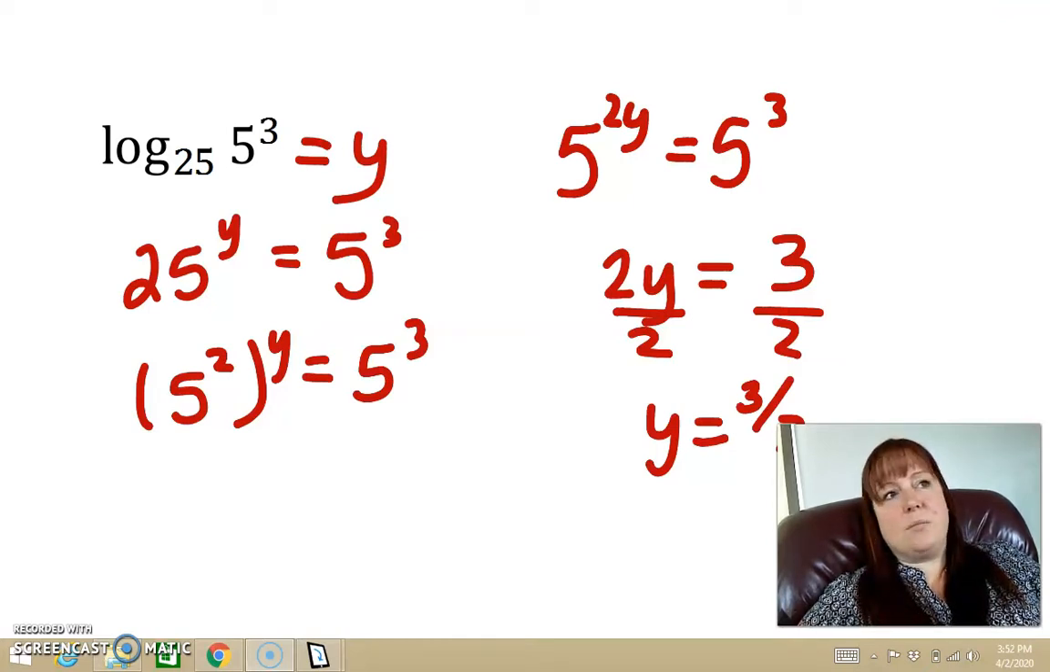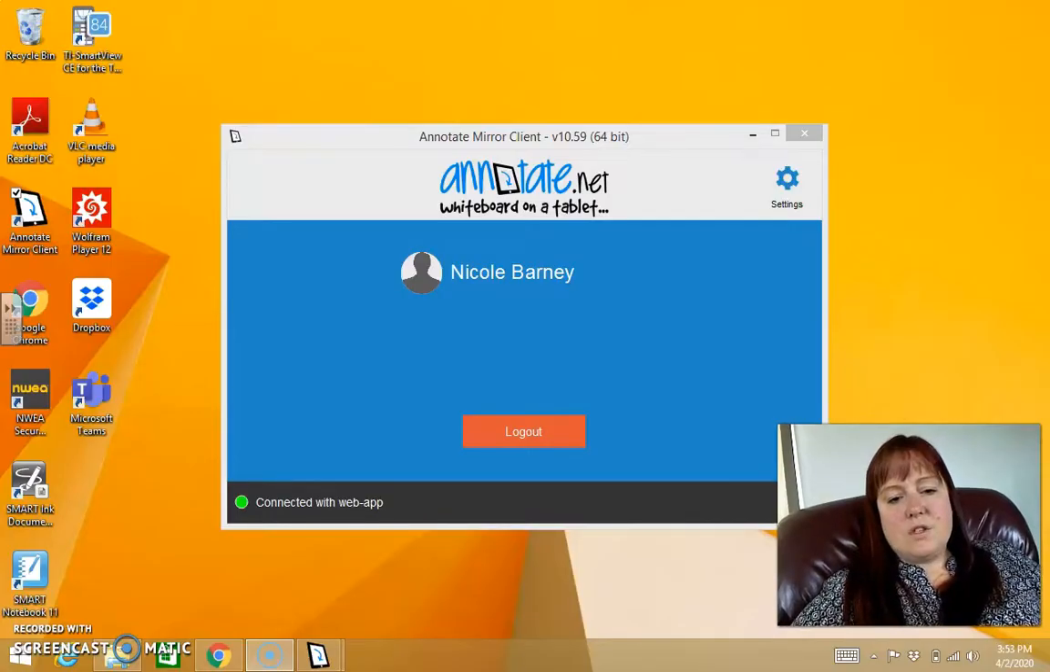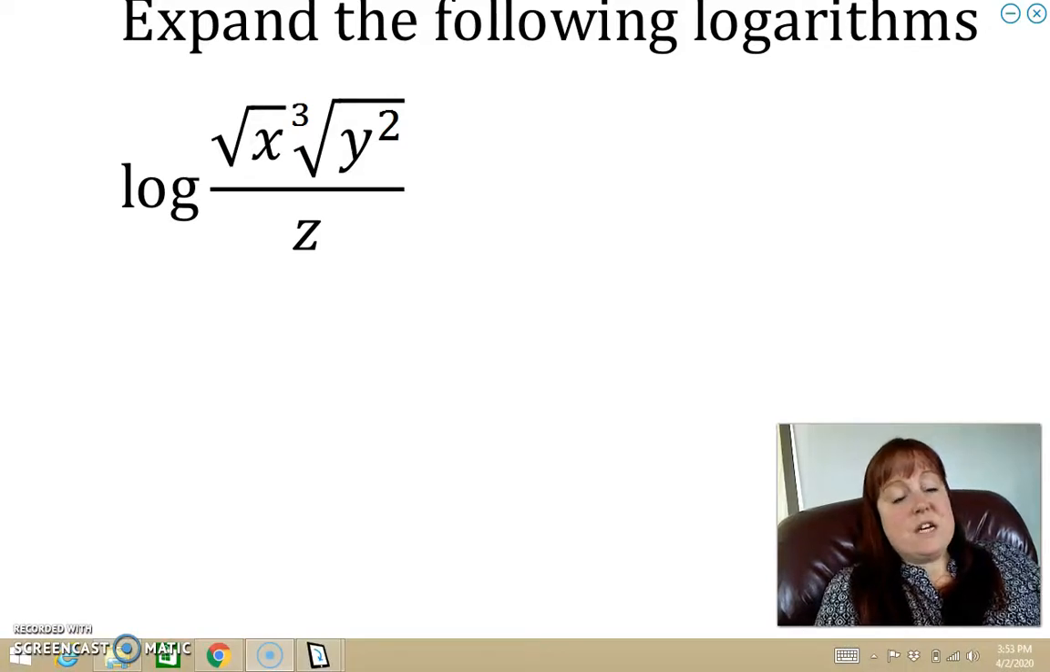So anyway, it works. So our next one here is expanding logarithms. So the first thing I see is a quotient. I see that this is something divided by something, so we're going to split that.